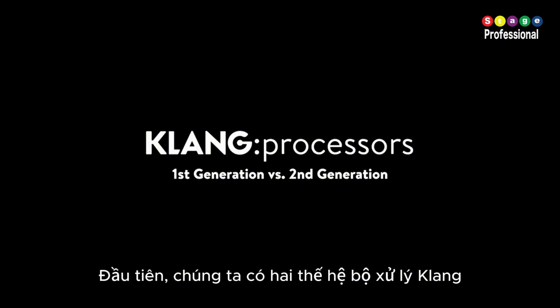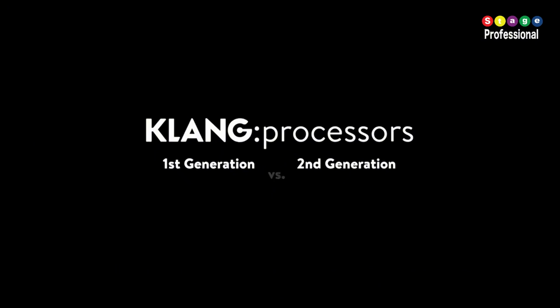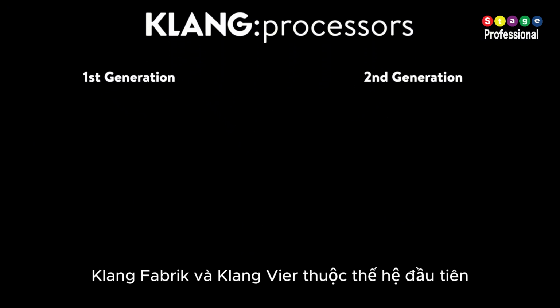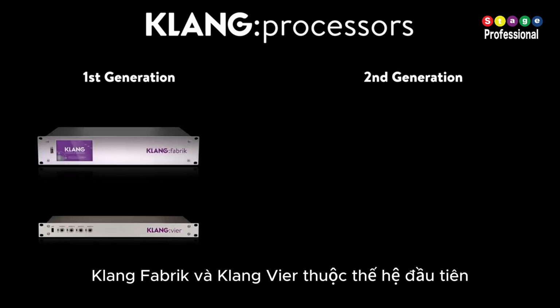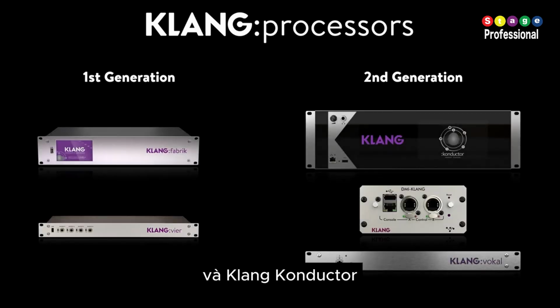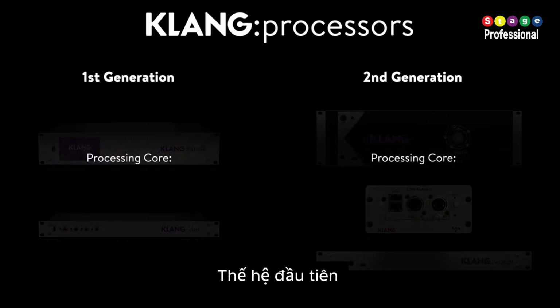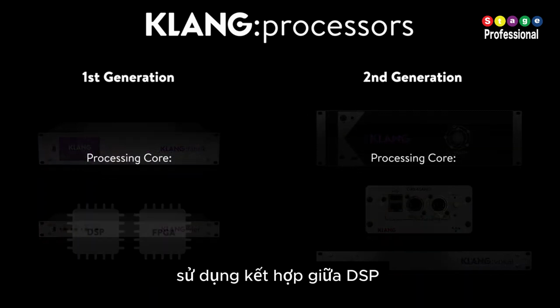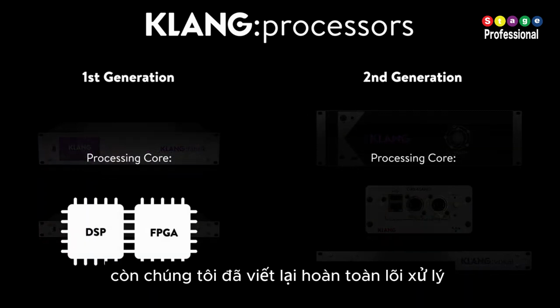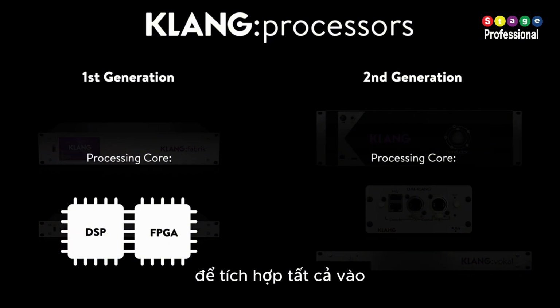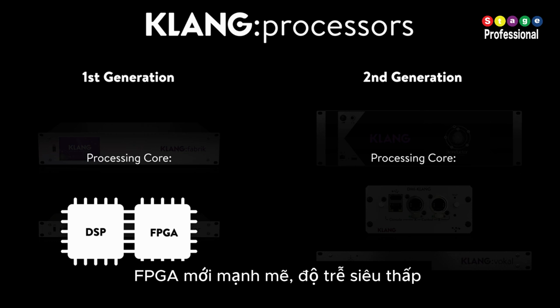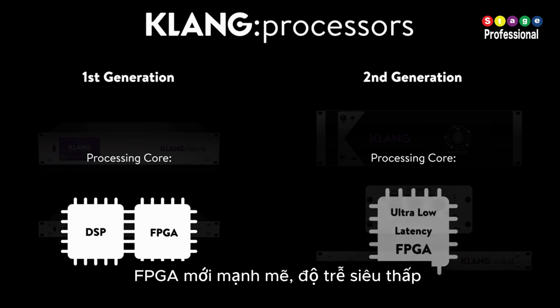There are two generations of Klang processors. Klang Fabrik and Klang 4 from the first generation, and Klang Conductor, DMI Klang, and Klang Vokal in the second generation. While the first generation was driven by a combination of DSP and FPGA, we have completely rewritten the processing core in order to fit everything onto our new and immensely powerful ultra-low latency FPGA.